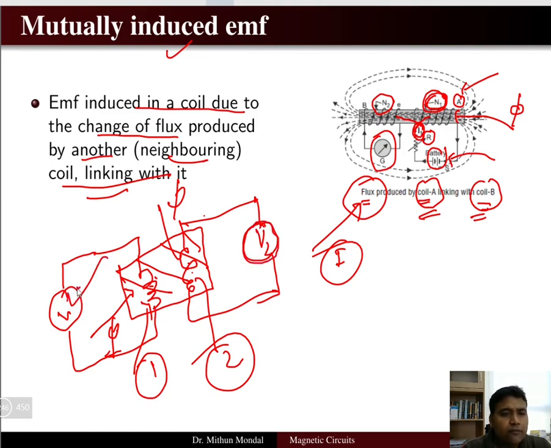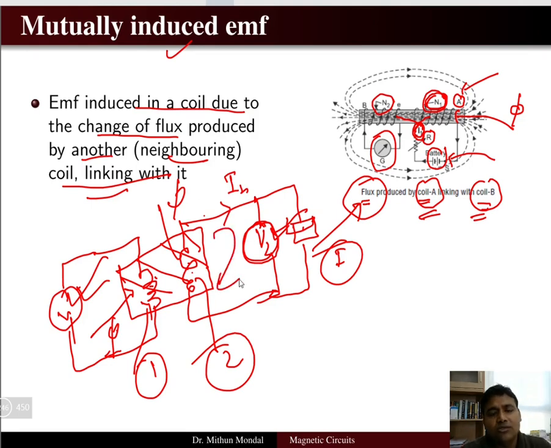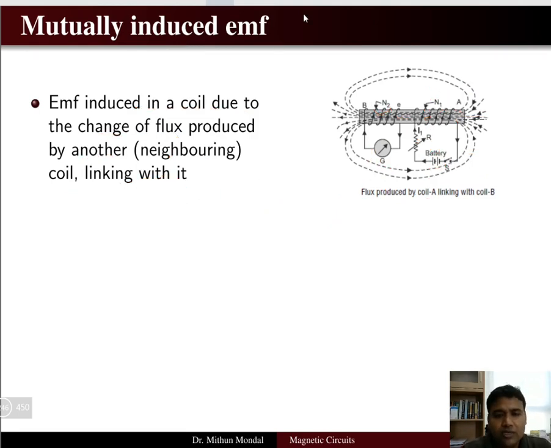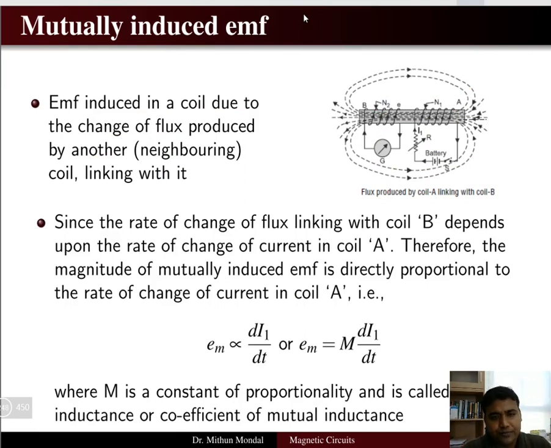Although the source of voltage is connected to the coil number 1, you will see that there is a voltage V2. So if you take this one V1, you will get V2. Now if you connect this one with a load, it means the circuit is complete. So a current I2 will flow in the circuit. So this is known as mutually induced EMF, which we are going to see in detail.